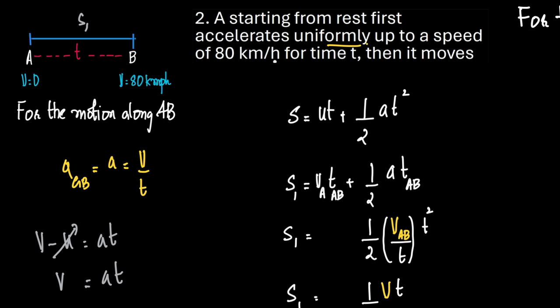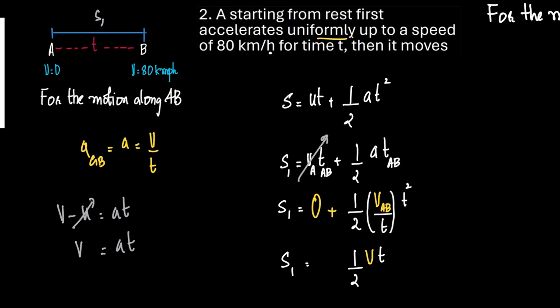So what is s1 is equal to u a? u a is equal to 0, so this term is eliminated. So we have got 0 plus half v AB by t into t square, which is distance is equal to half into v t. Okay.